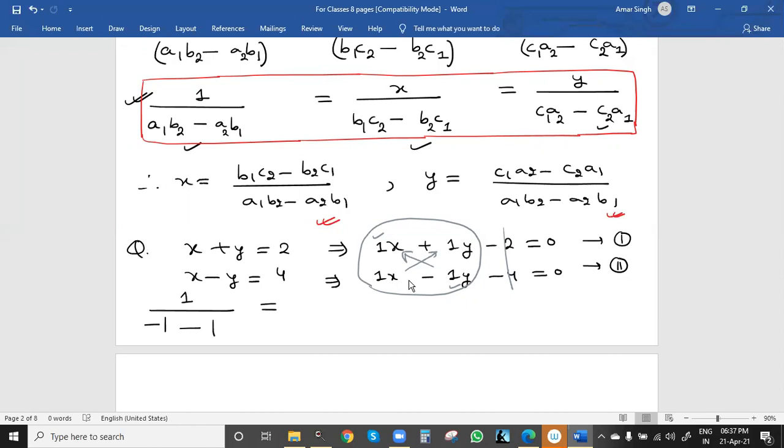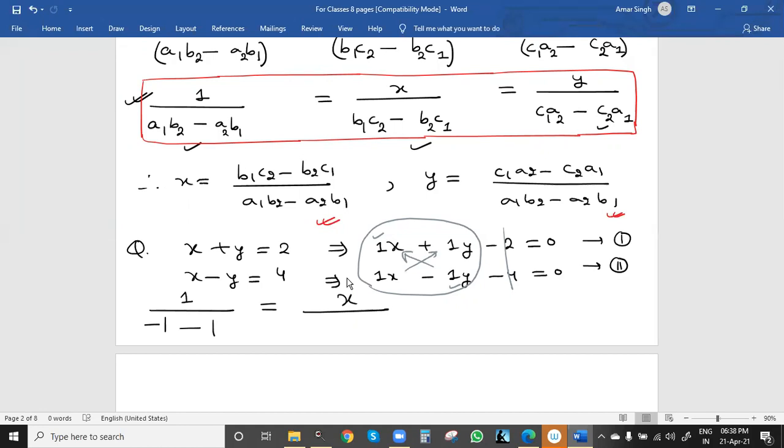So first we write one value. 1 is constant, so ignore the minus 2, minus 4 column, and focus on the remaining two columns. We'll start with the right hand side always. So 1 minus 1 will be minus 1. Minus 1 into 1 is minus 1. Then the x value we write. X is b1 c2 minus b2 c1.